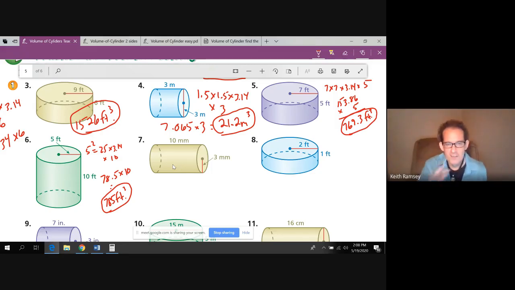Okay, if you have a calculator, hopefully that went pretty quick. So let's look at number 7. You're doing radius squared, so that means 3 times 3 times pi times the height, which is 10. So let's work that out together.